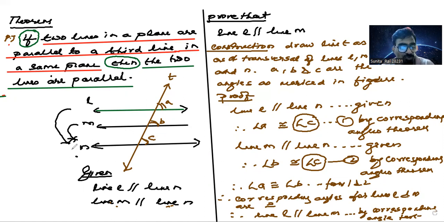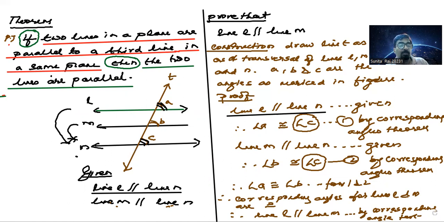Now let's see, children, how to remember this proof. What is the first given information? The first given information is line L parallel to line N. So I write the first: line L parallel to line N, given. Now L and N are parallel, so which angles do you see on the transversal? Clearly you can see angle A and angle C. So can I say angle A is congruent to angle C? Statement number 1, by the corresponding angle theorem. So A and C are congruent.